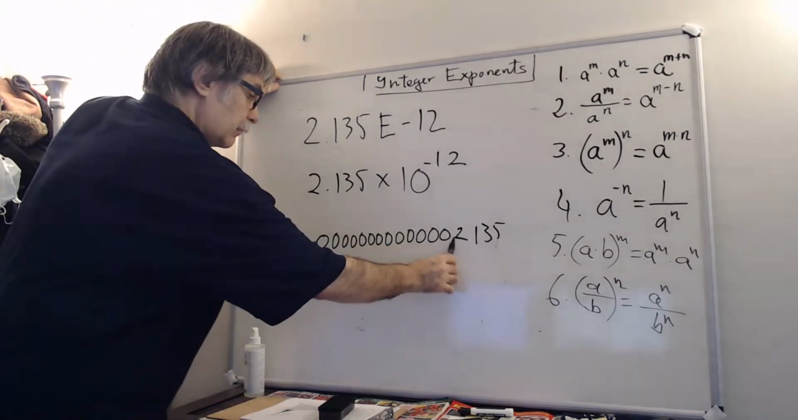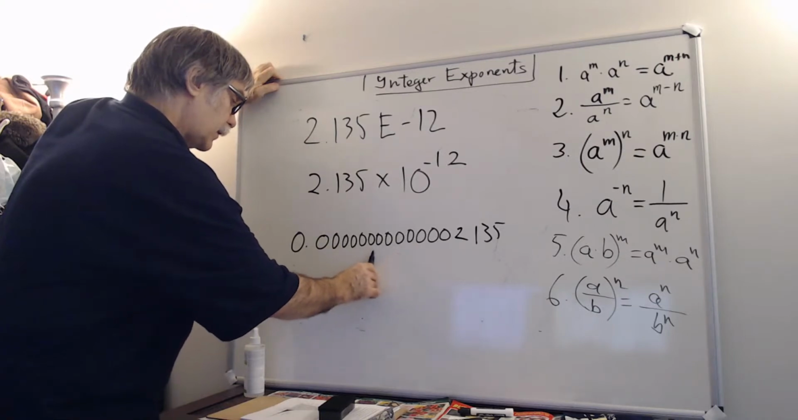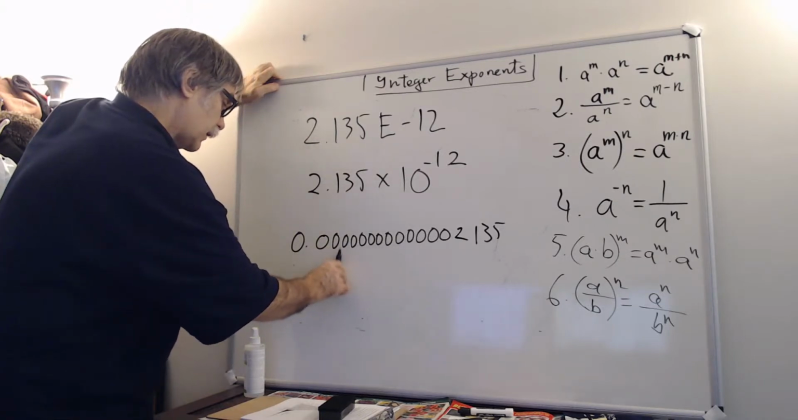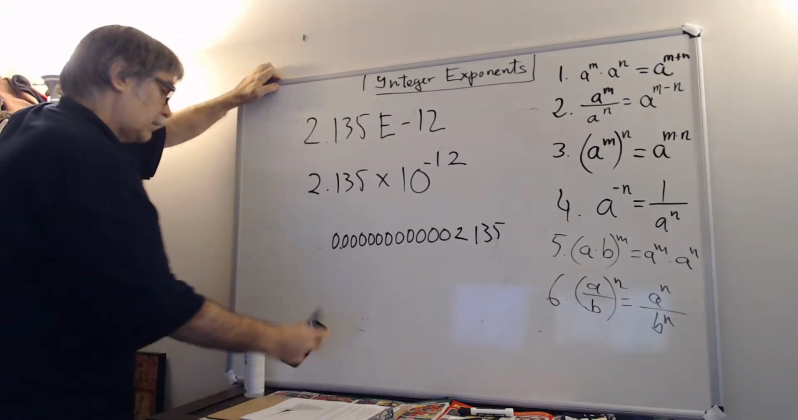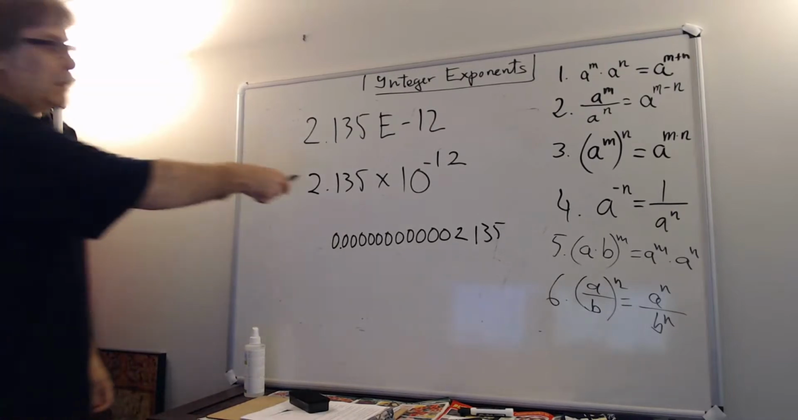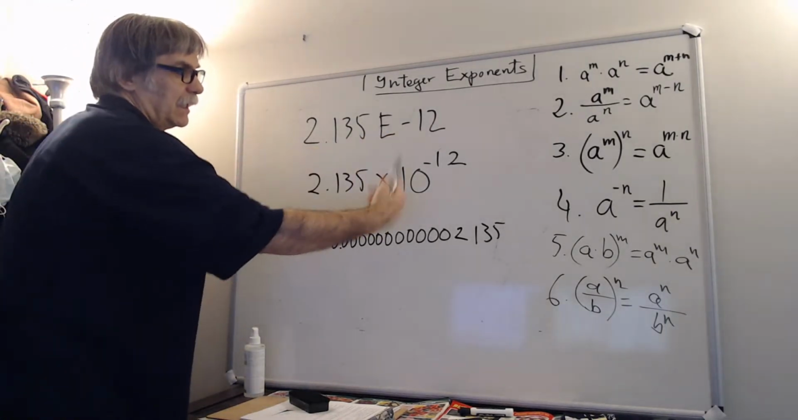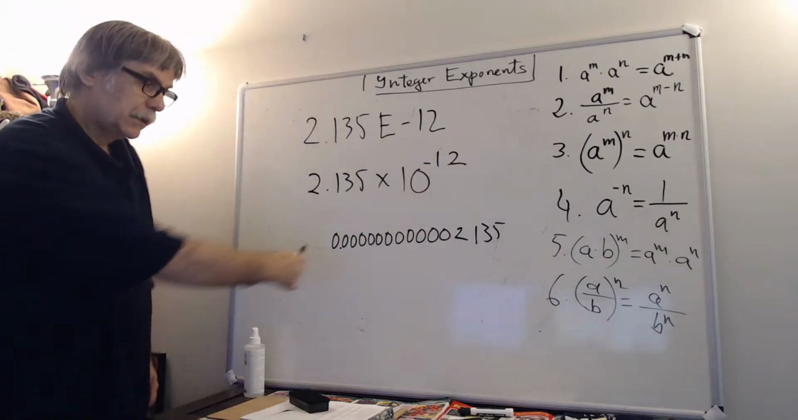I get this: 1, 2, 3, 4, 5, 6, 7, 8, 9, 10, 11, 12. All right, here. This is what it is. So when you divide this number 12 times with 10, that's what you're going to get.